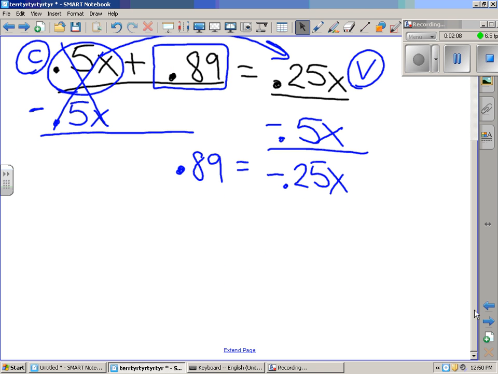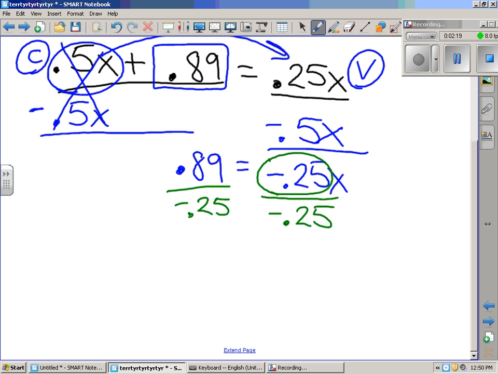Now the negative 0.25 is keeping the x from being alone. It's being multiplied by the x, so we need to use the inverse operation, division. Whatever you do to one side, you must do to the other to maintain equality. A negative 0.25 divided by a negative 0.25 equals 1, so we're left with 1x. And 0.89 divided by a negative 0.25 gives us negative 3.56.